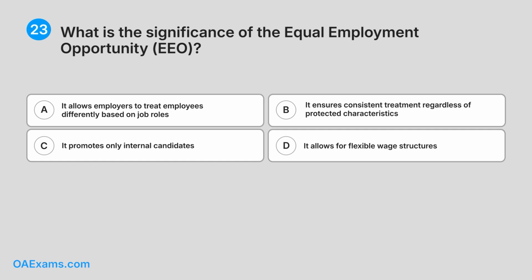23. What is the significance of the Equal Employment Opportunity, EEO? A. It allows employers to treat employees differently based on job roles. B. It ensures consistent treatment regardless of protected characteristics. C. It promotes only internal candidates. D. It allows for flexible wage structures. Do you know the answer?